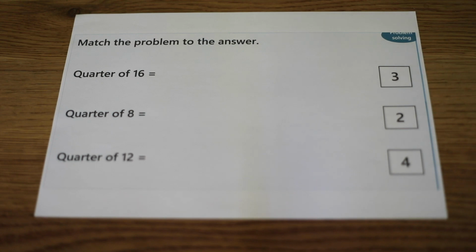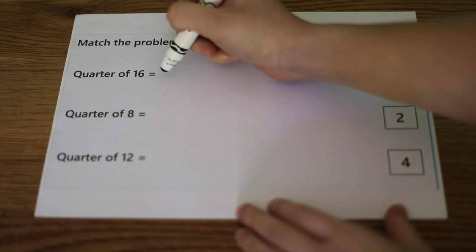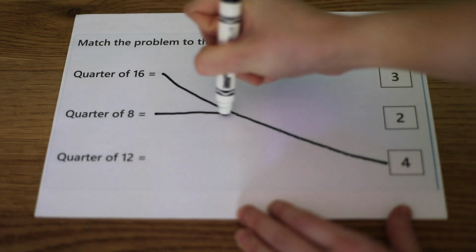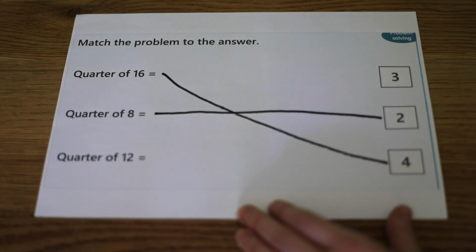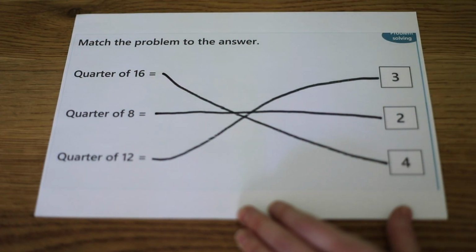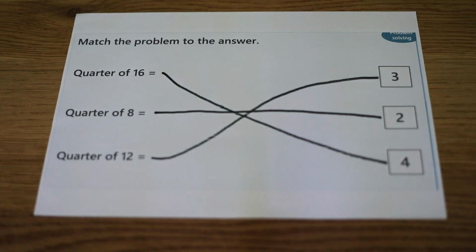So a quarter of 16, I'm going to draw a line, equals 4. A quarter of 8 equals 2. So that means a quarter of 12 equals 3. So give those a tick or a fix, and ready for one more.